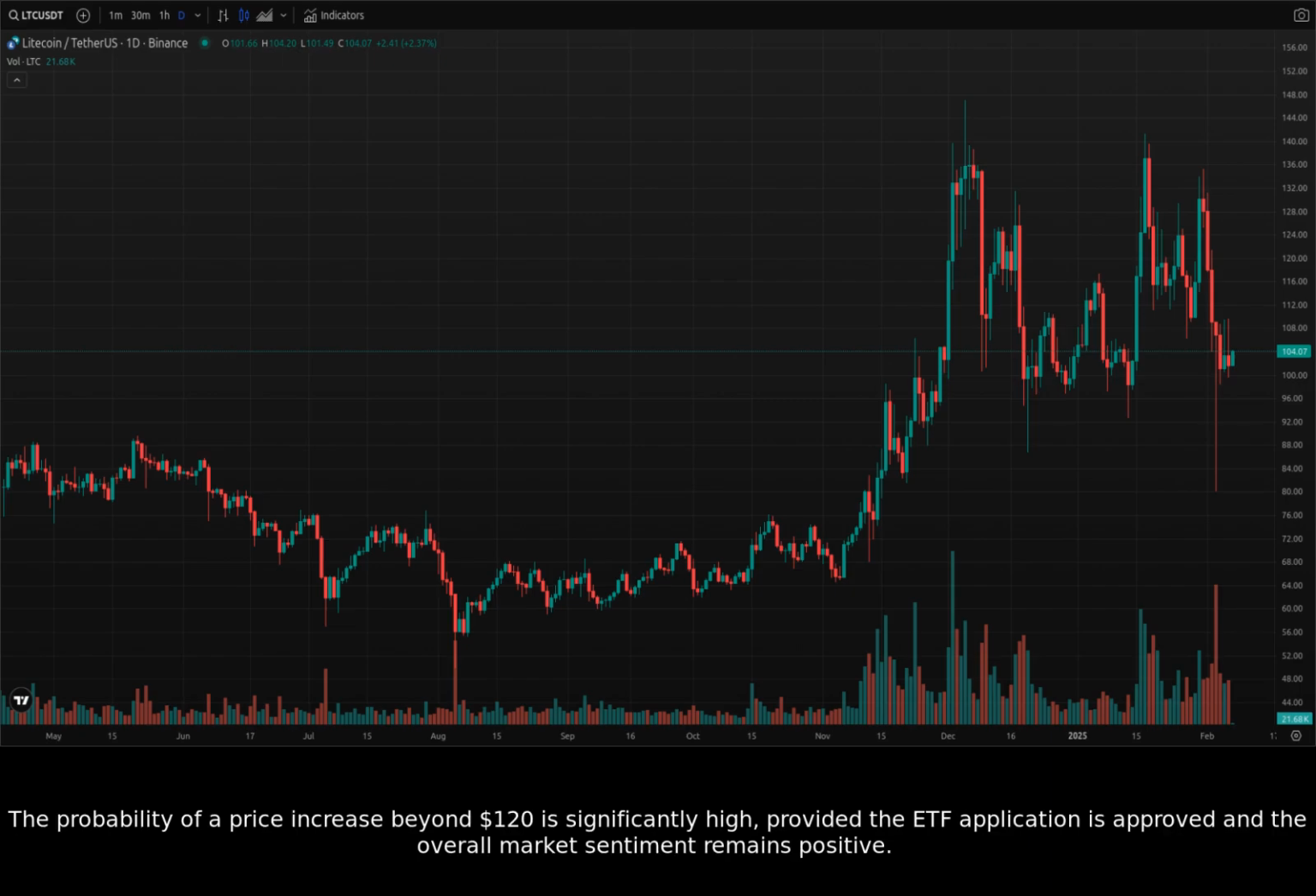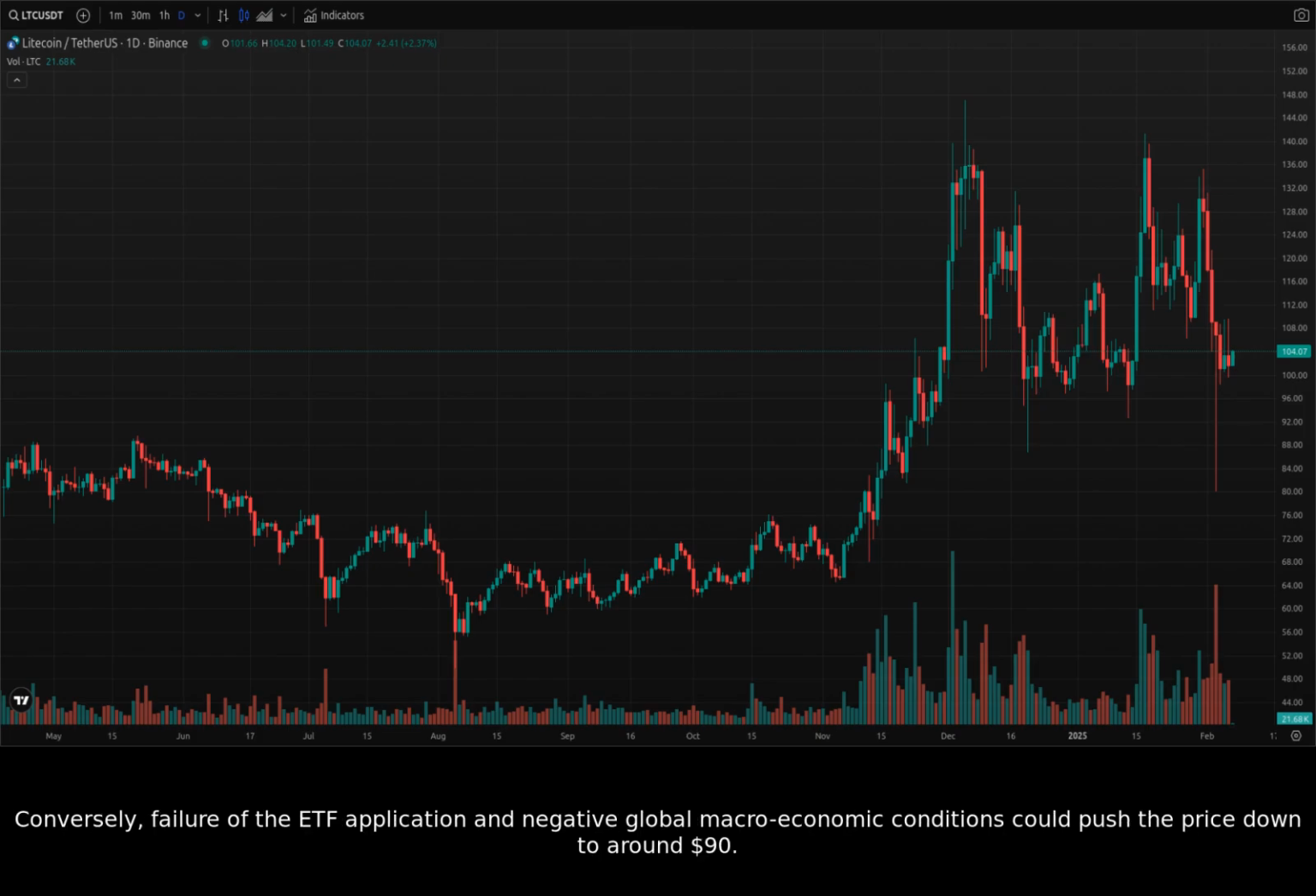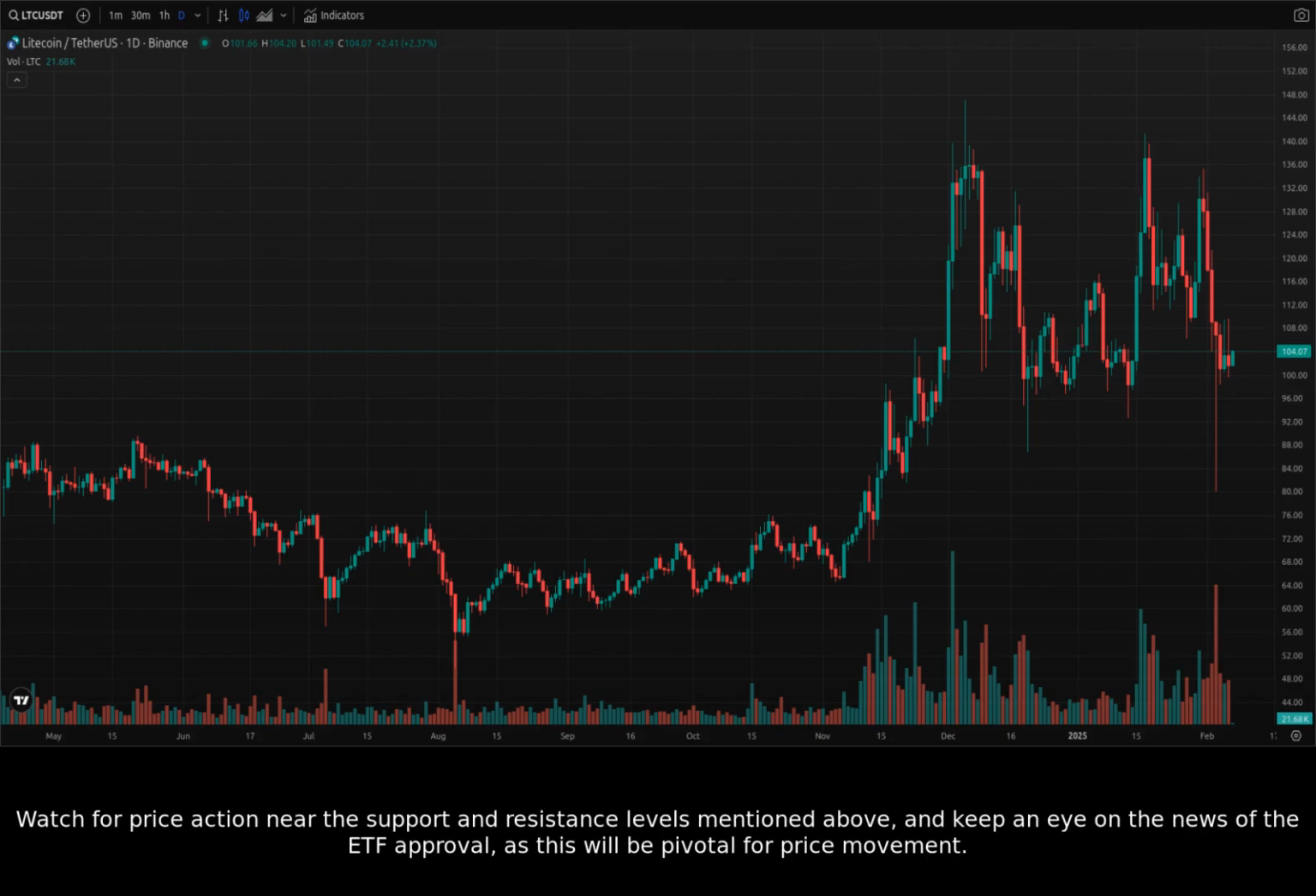The probability of a price increase beyond $120 is significantly high, provided the ETF application is approved and the overall market sentiment remains positive. Conversely, failure of the ETF application and negative global macroeconomic conditions could push the price down to around $90. Watch for price action near the support and resistance levels mentioned above, and keep an eye on the news of the ETF approval, as this will be pivotal for price movement.